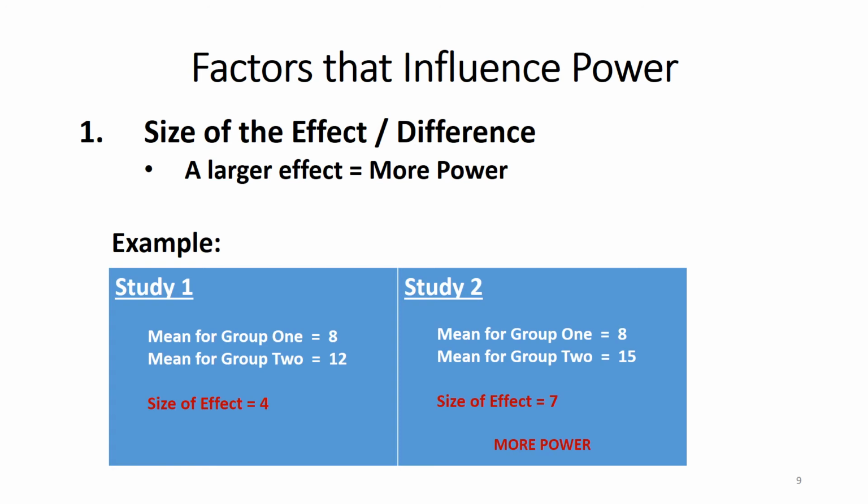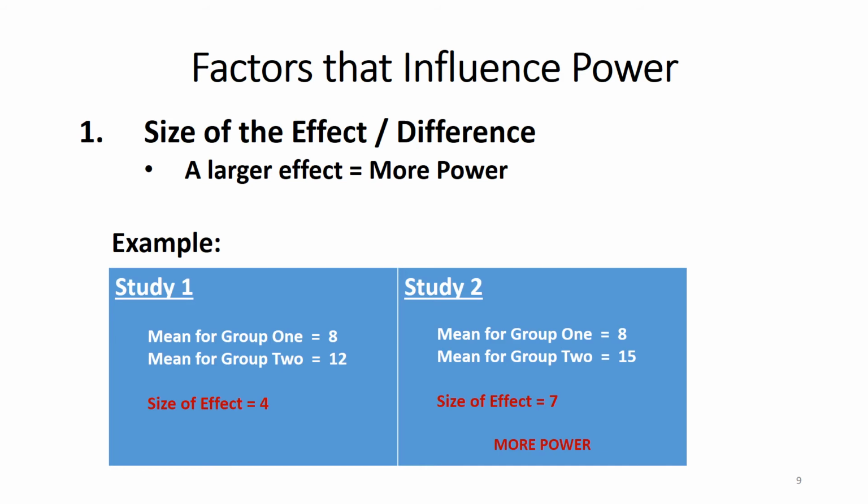Let's compare that to study two. In study two, we imagine that the mean for group one is still 8, but the mean for group two is 15. So now the size of the effect, or difference, for this study is 7. 15 minus 8 is 7. And we notice that in study two, we have a larger effect size than we did in study one. That translates to more power for study two.